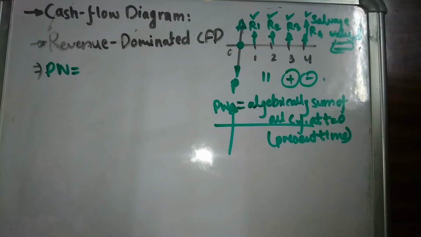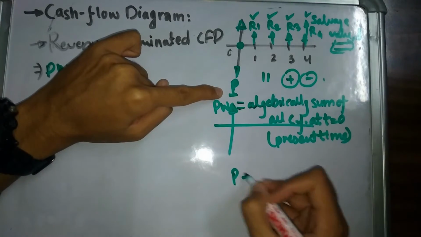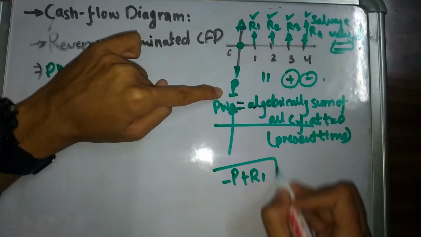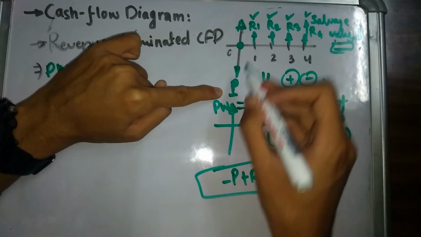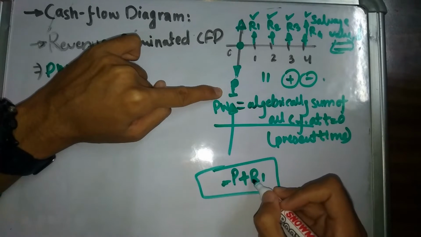Whenever you are performing any engineering economics problem, what you need to understand is we cannot add or subtract future values and present values. So I cannot add P and R1. This is my cash outflow, so it's going to be minus P, and my revenue is cash inflow, so it's going to be plus R1.